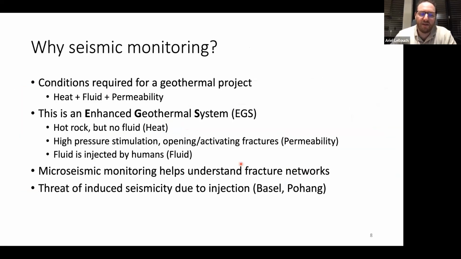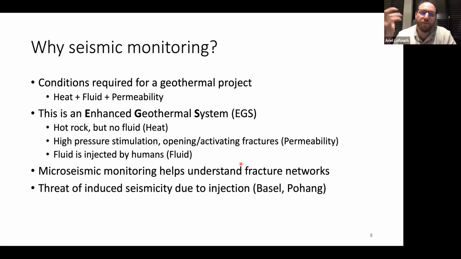So again, maybe redundant for some of you, why do we even need seismic monitoring in such a case? If you think about a geothermal project, you need 3 things, right? You need heat, you need some fluid that can draw that heat from the earth, and permeability, basically a way for that fluid to flow and have surface contact from which it can draw the heat. In EGS, or enhanced geothermal systems like this one, you have hot rock, but you don't have a fluid. You can just think of a hot block of granite.